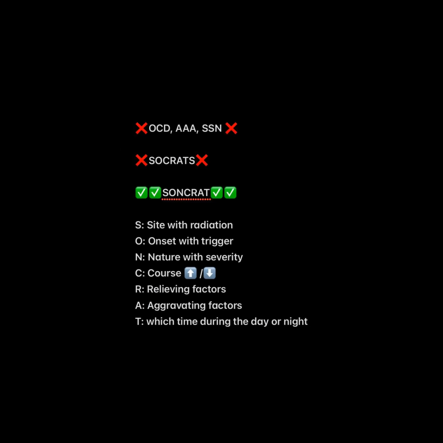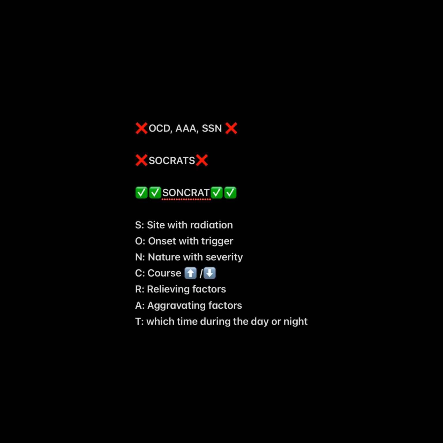So in order to memorize which questions to ask, I have made a mnemonic. Some people prefer OCD, AAA, and SSN. Some people prefer SOCRATES. I have made my own anyway. Are you able to see the screen? Yes, doctor. So the S is for site of the pain, or for the SS, site of the rash.